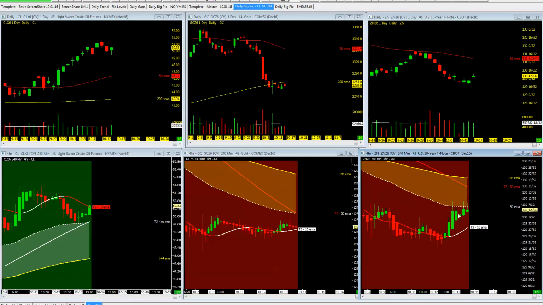Bonds getting a little bit of lift here up to the T3, the 50 EMA on a 4-hour chart. It is underneath the T350, so I still have to go with the downtrend.